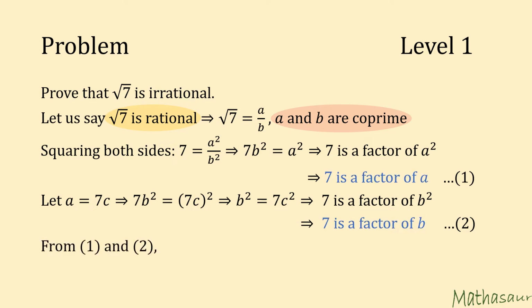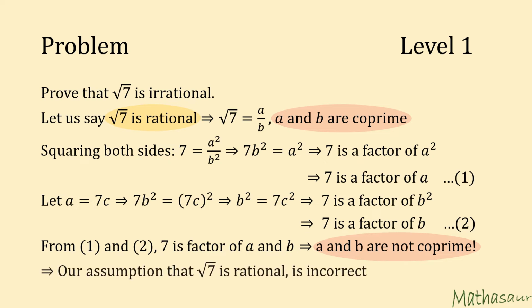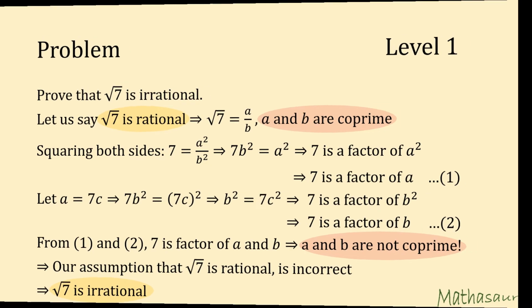Now from statement 1 and 2, we see that 7 is a factor common to a and b, which means that a and b are not co-prime. They have another factor in common. This is a contradiction. We said that a and b would be co-prime, whereas we have just proven that a and b are not co-prime, which means that our assumption that square root of 7 is rational is incorrect. So our statement in the yellow bubble is incorrect, which means that square root of 7 has to be irrational, and we have proven our problem statement.